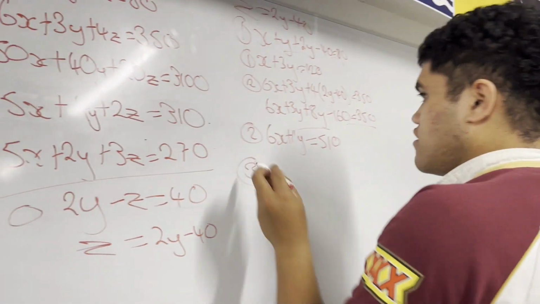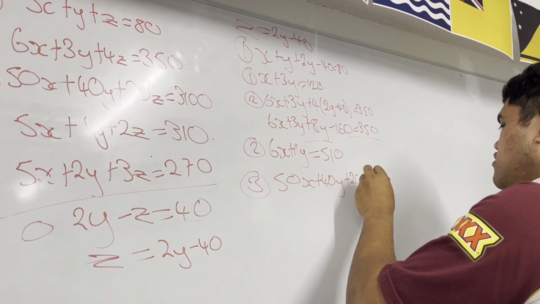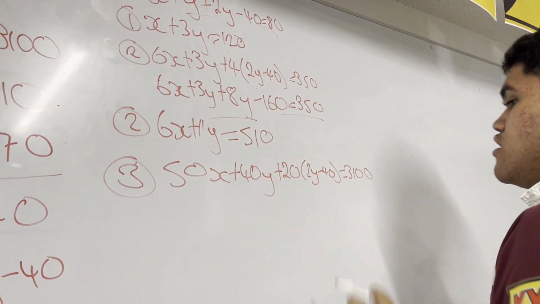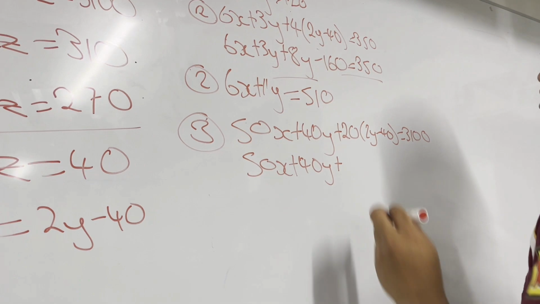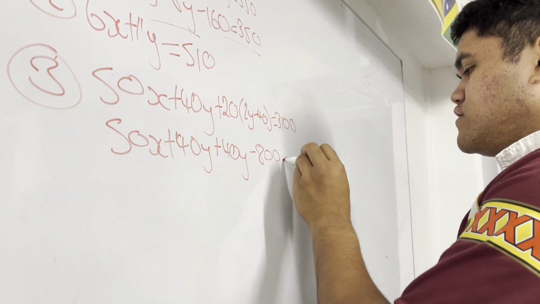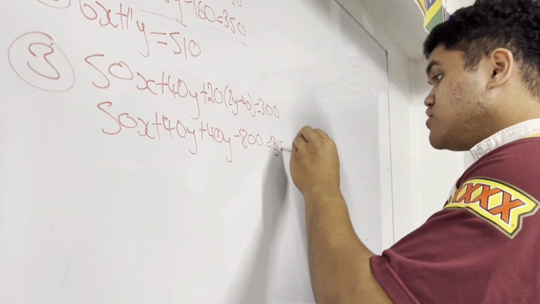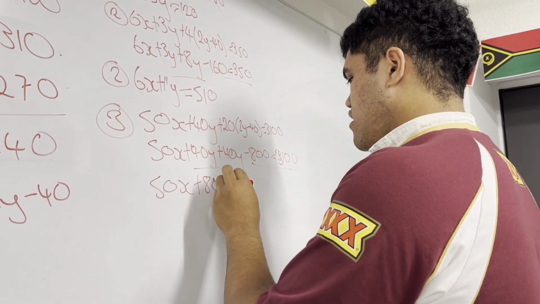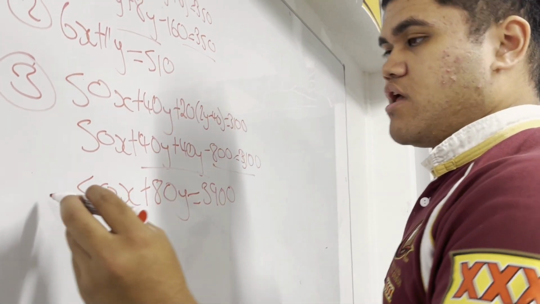And for our equation 3, substituting z in: 50x plus 40y plus 20, being the coefficient of z, times 2y minus 40 equals 3,100. Simplifying the bracket further, 50x plus 40y plus 20 times 2y is 40y. And then 20 times negative 40 equals negative 800. Let's skip a step. So equals 3,100. Now we can see the like terms here of the 40y. So it gives us 50x plus 80y. Now we have the minus 800 here. We want to get rid of that. So that equals 3,900. Now we have our third equation.